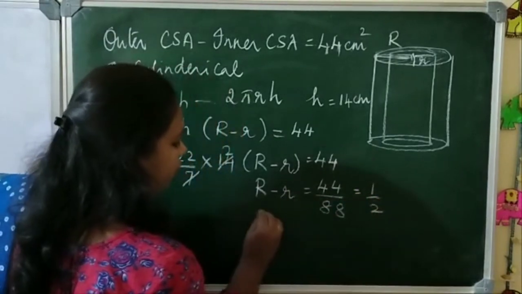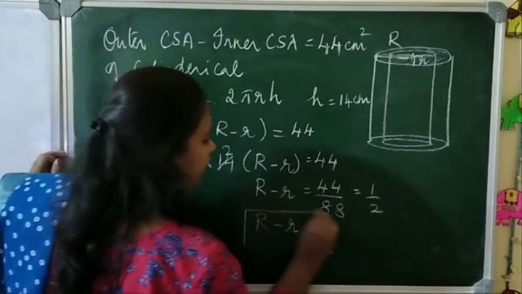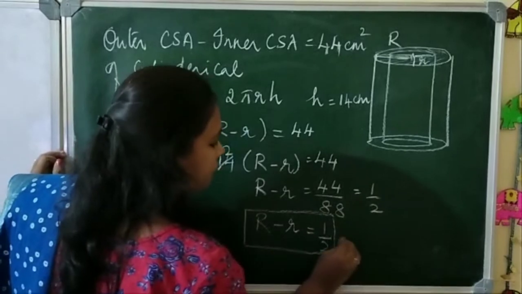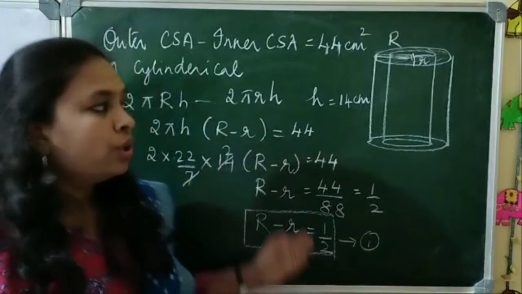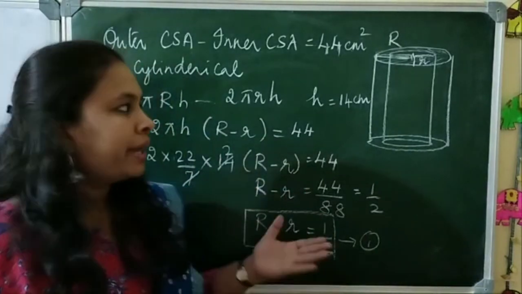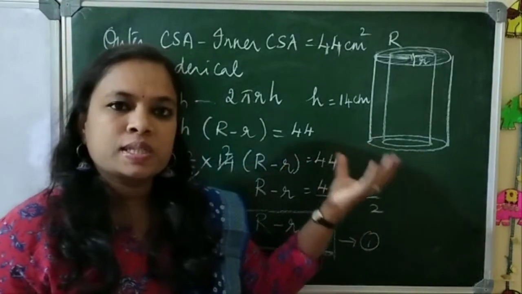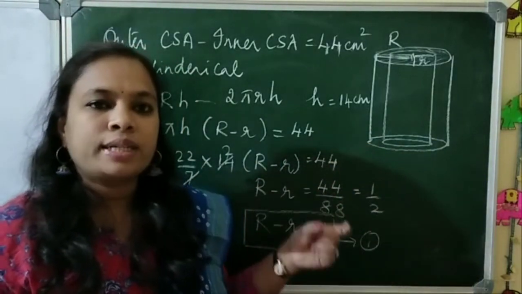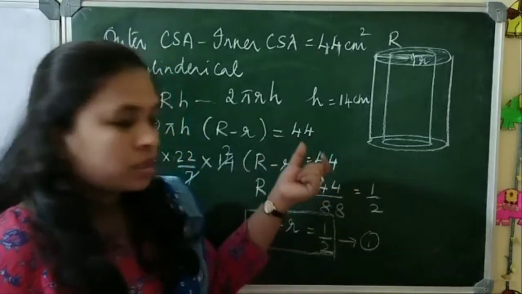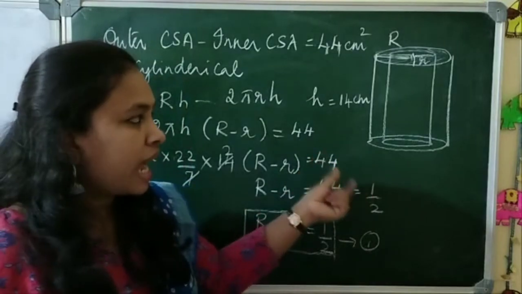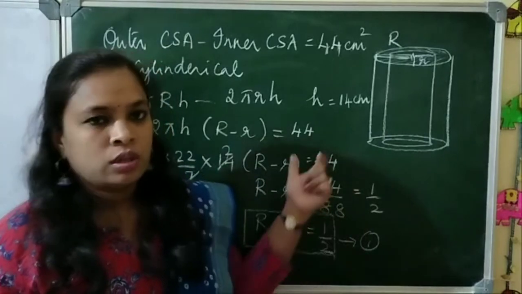So now we are going to get the first equation, capital R minus small r is equal to half. This is equation 1. Now the same way you are going to proceed this solution by using the volume required for the cylindrical pipe. Already it's mentioned in the question how much metal is being used. So here 99 cubic centimeter of metal is being used. So for that we are going to use the volume formula. Now let's see how we are going to use this formula.